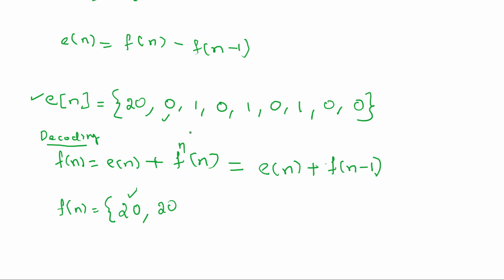Then we will be adding this f of n minus 1 and E of n, that is 20 plus 1, that is 21. Then 21 plus 0, again 21. Then 21 plus 1, that is 22. 22 plus 0 is 22 again. Then 22 plus 1 is 23. 23 plus 0 is 23. Again 23 plus 0 is 23.